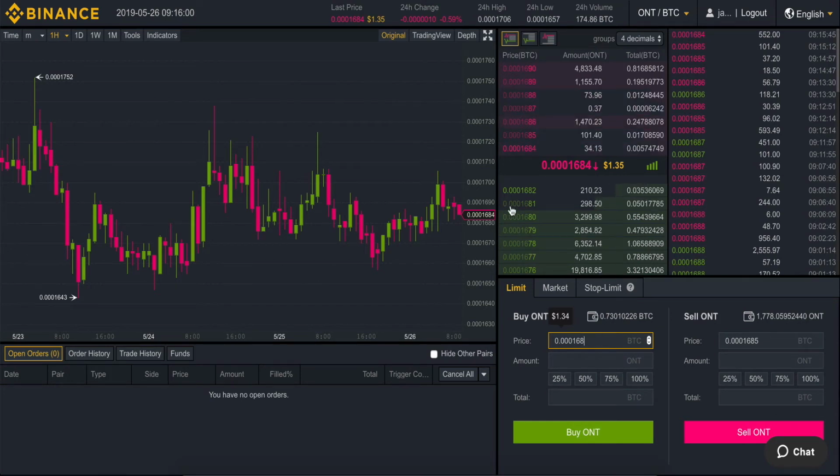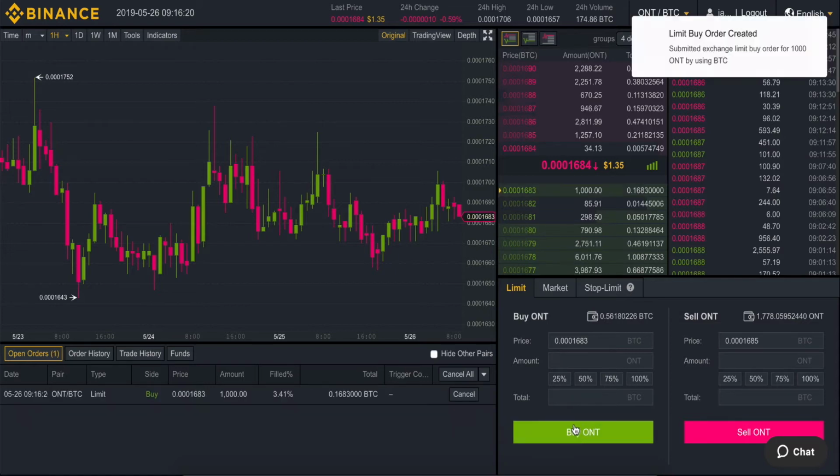So for example, the highest buy order is 1682. If I just wanted to get it fulfilled, I could just put 1683. I then can select the amount of ONT I want. For example, if I want 1,000, I would just type in 1,000, and we can see that will cost 0.16 Bitcoin. So I could click purchase like so, and it brings it up down here.